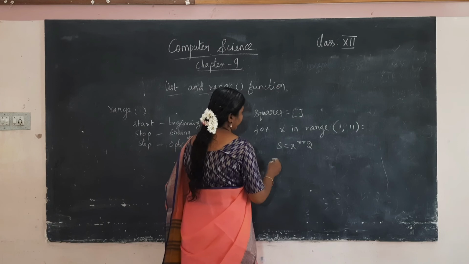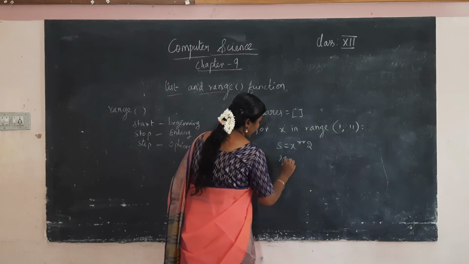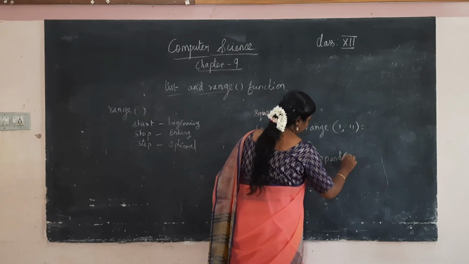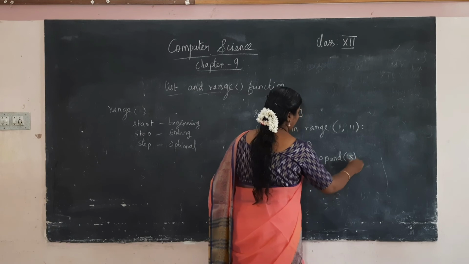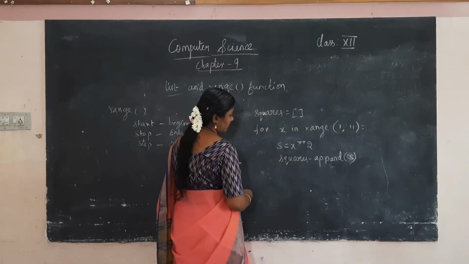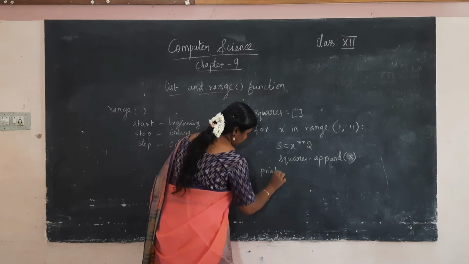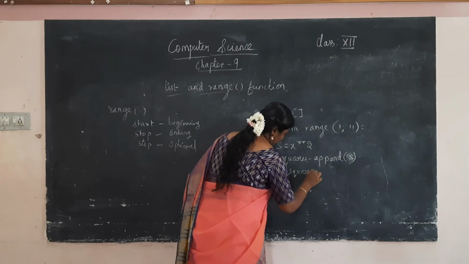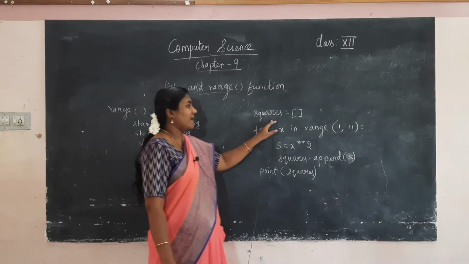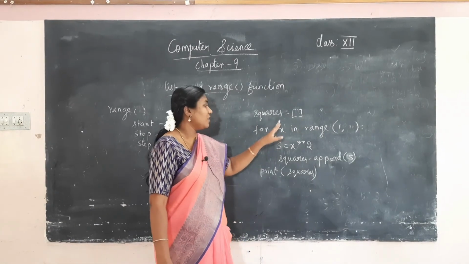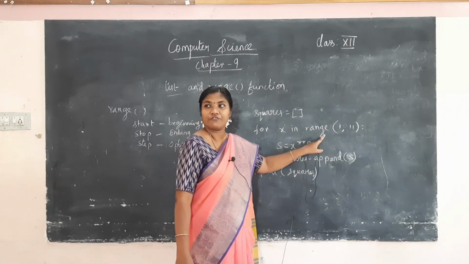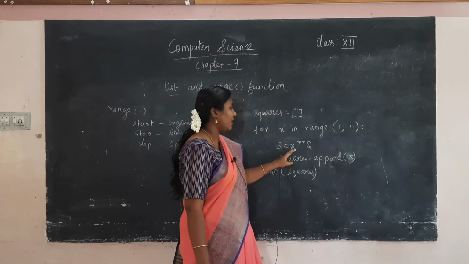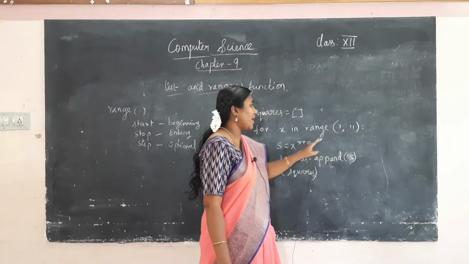Then I have to append it, is it not? So squares dot append, and then print squares. So see, first I have created an empty list squares, for x in range. I am using the for loop. Here I am having the values 1 to 11, that will take up to 10. So s is equal to x star 2. I am going to find the square of each value.